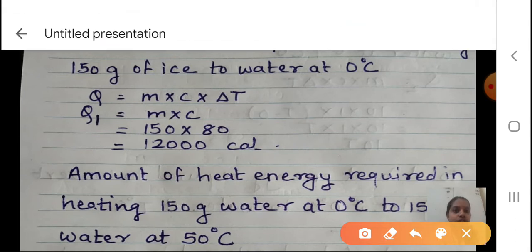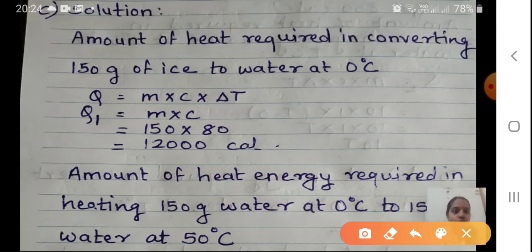First we have to calculate the amount of heat required in converting 150 gram of ice to water at 0 degree Celsius. So what is there here, students? I will write the same formula. Q1 I will take. As you know, temperature is 0, so delta T will not be there. So 150 into 80, because the latent heat of ice, you know, is 80.